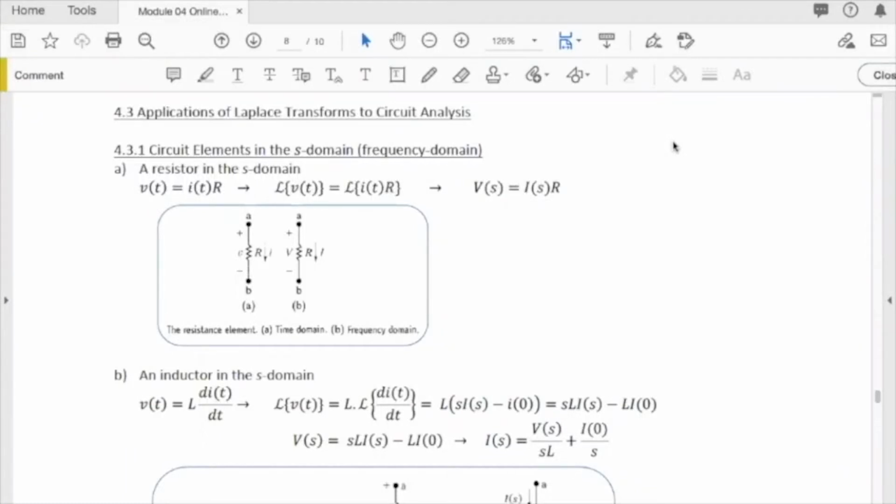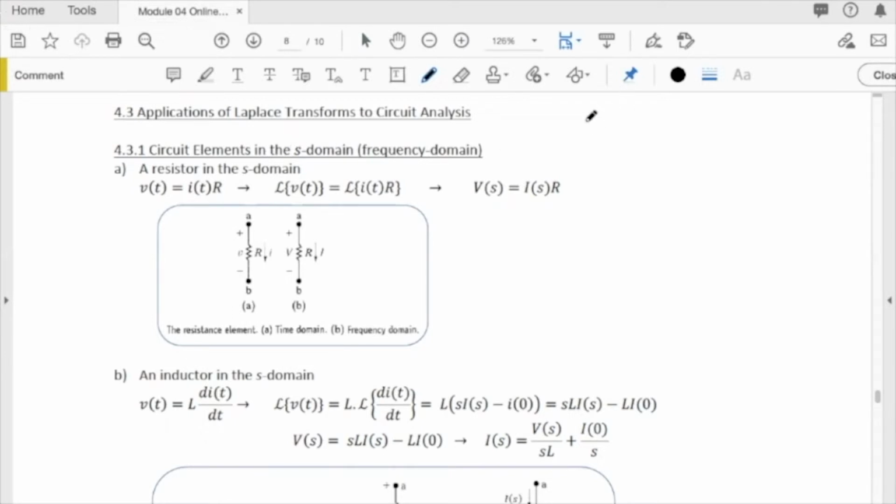All right, so we look at the next section. In this section, we're going to look at the application of Laplace transform to circuit analysis. We're going to look at three different elements in circuit analysis. The first element we're going to look at is the resistor, followed by the inductor and capacitor.